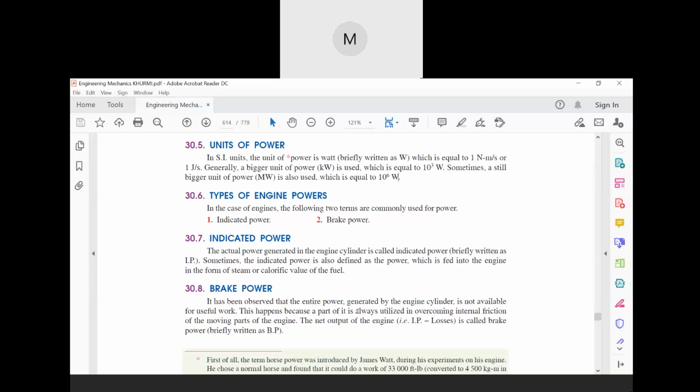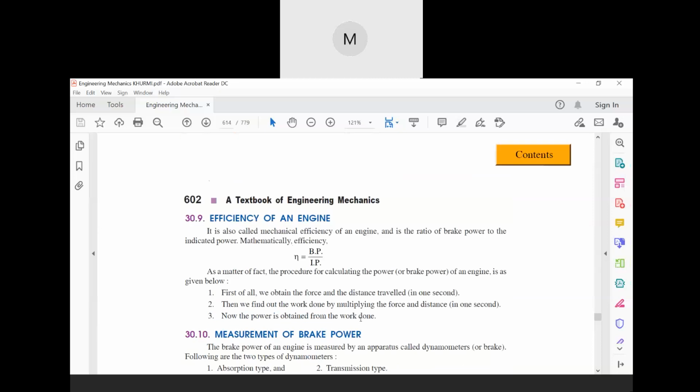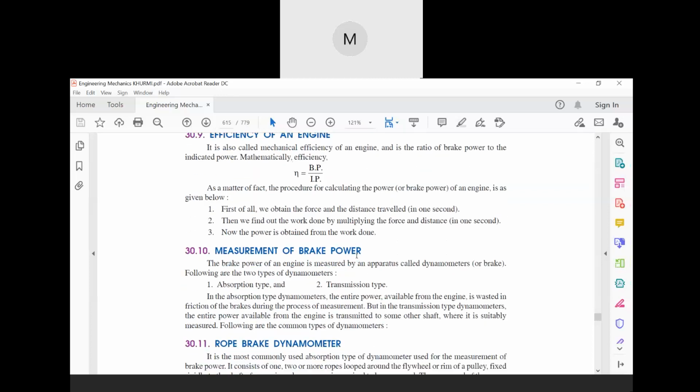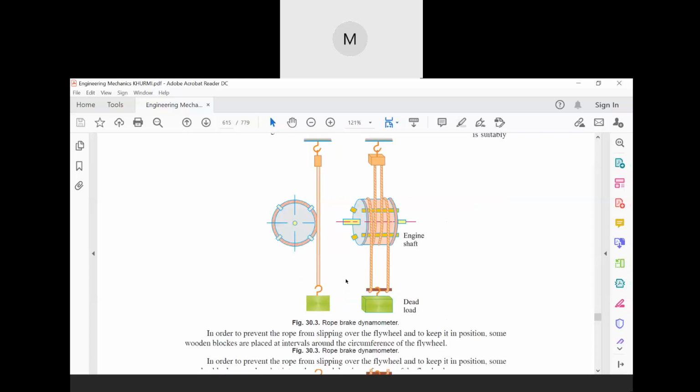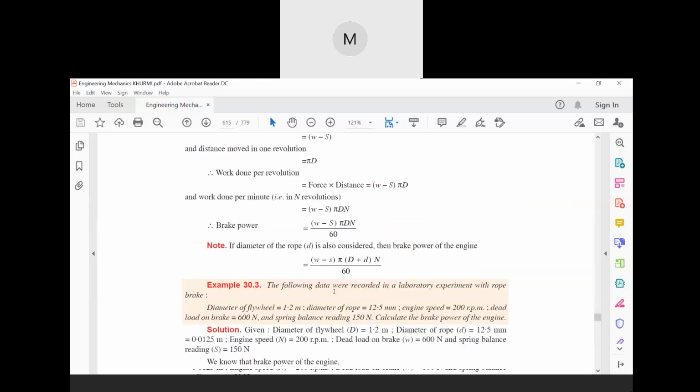It is the power generated by the engine cylinder that is not available for useful work. This is known as the brake power. Now, the efficiency of the engine is the ratio of brake power to indicated power. The brake power of an engine is measured by an apparatus called a dynamometer or brake. These are not that important.